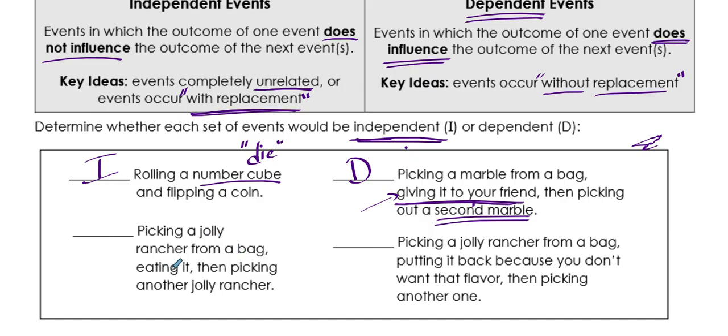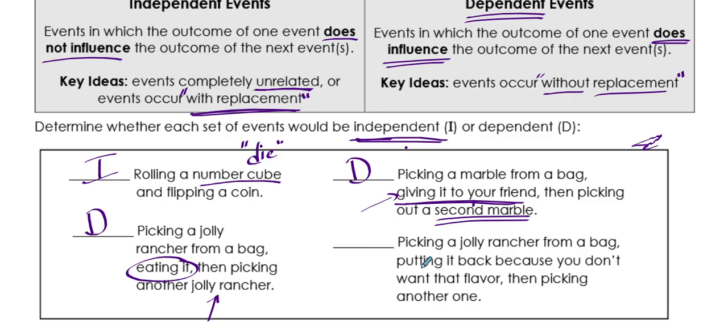Picking a Jolly Rancher from a bag, eating it, and then picking another Jolly Rancher. By eating that first Jolly Rancher, the probability of getting, let's say, a blue Jolly Rancher in the second one is now different. So by not replacing it, we're changing the probability of the second event, so the second event is dependent on the first one.